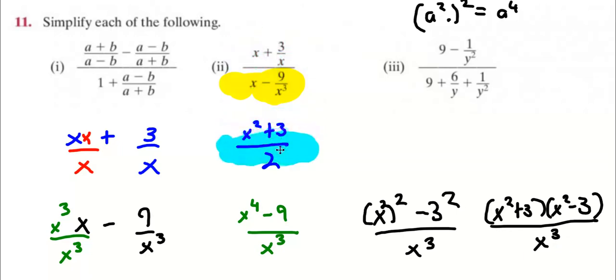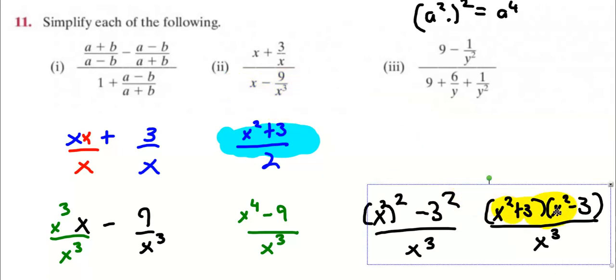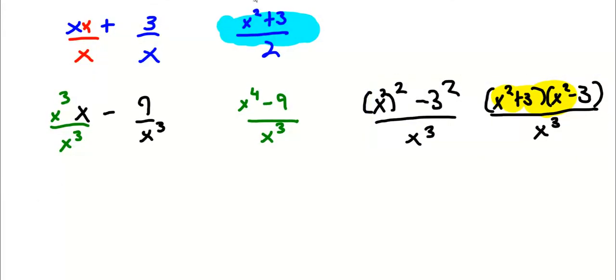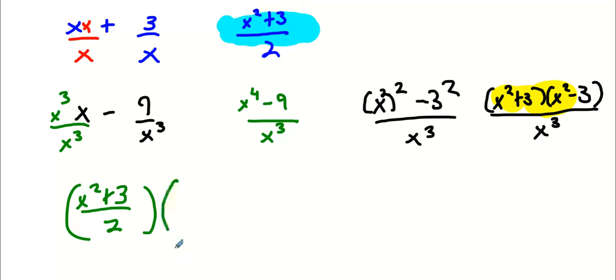Remember, blue divided by yellow. Everybody cool with that? We need the blue answer divided by the yellow answer. So let's do that in the next step. Blue answer is x squared plus 3 over 2. What do I need to do with the yellow answer? I'm about to divide by a fraction, so what do I need to do with it? Turn it upside down. So you get x cubed over x squared plus 3 and x squared minus 3. Anything cancel?